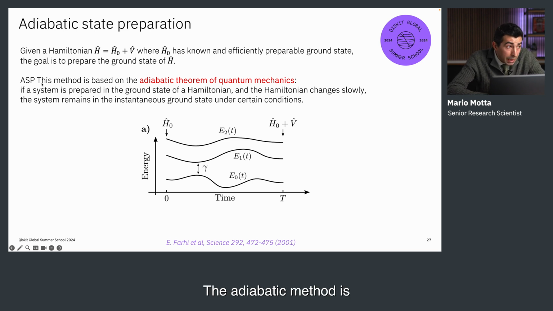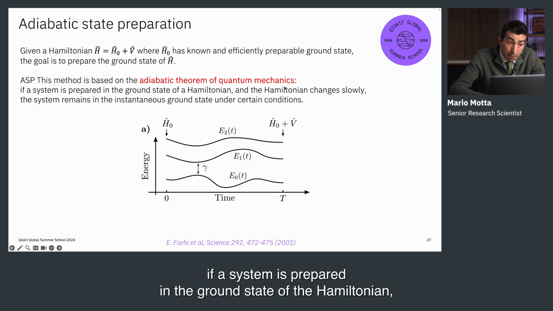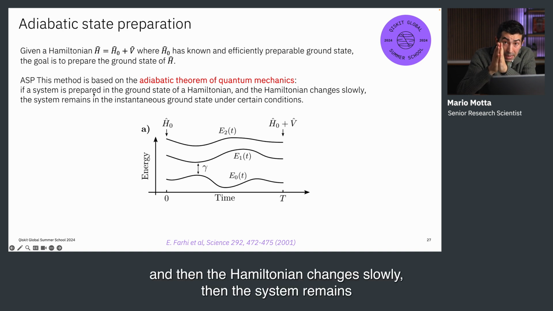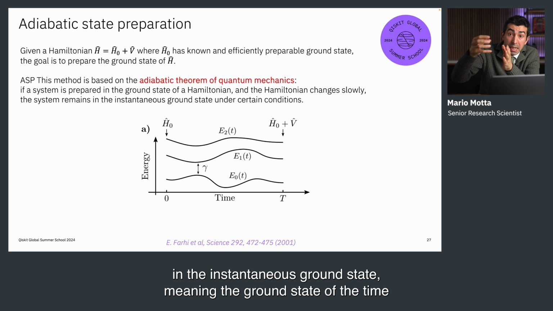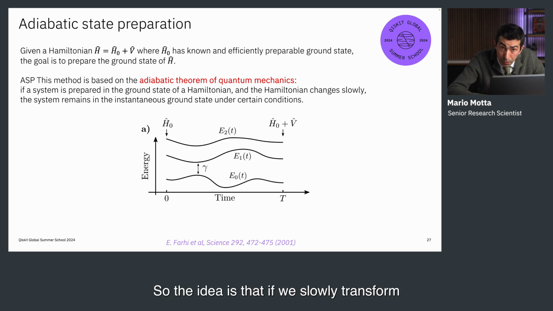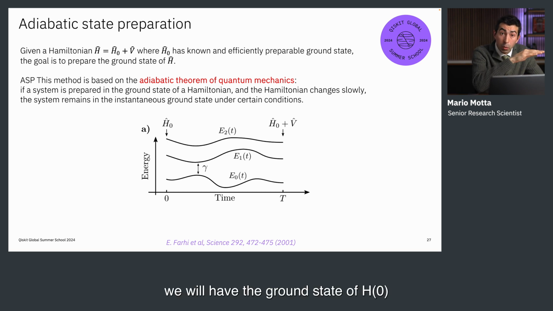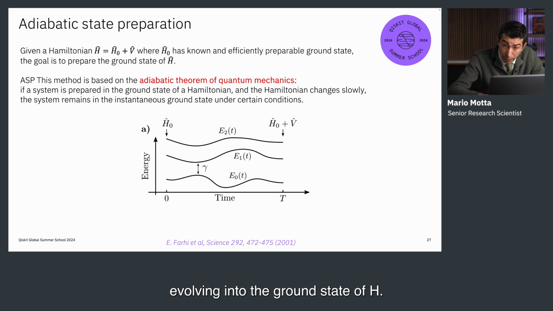The adiabatic method is based on the adiabatic theorem of quantum mechanics. If a system is prepared in the ground state of a Hamiltonian, and then the Hamiltonian changes slowly, then under certain conditions the system remains in the instantaneous ground state, meaning the ground state of the time-dependent Hamiltonian. So the idea is that if we slowly transform the Hamiltonian from H0 to H, we will have the ground state of H0 evolving into the ground state of H.